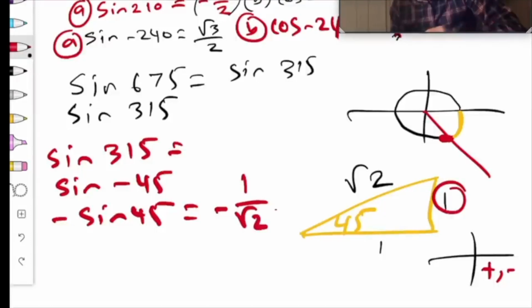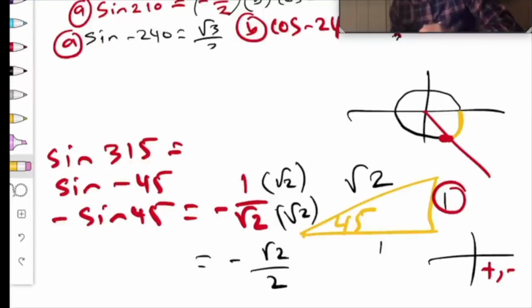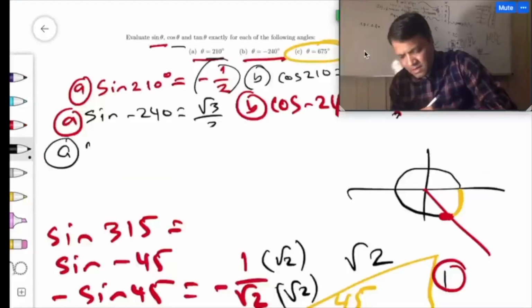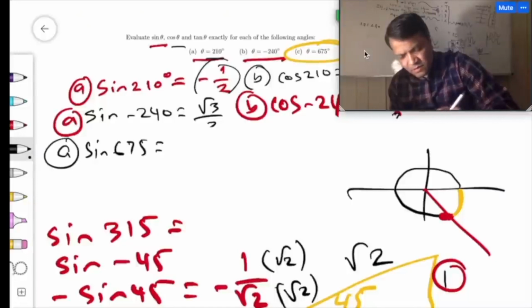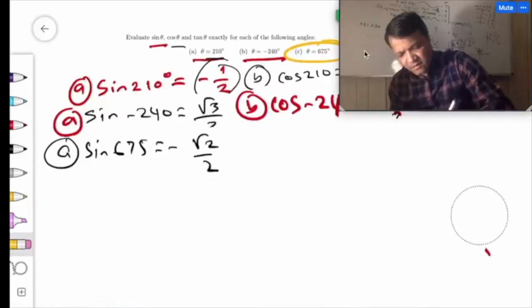So then we're going to multiply top and bottom by square root of 2. So that's going to give us negative square root of 2 over 2. Okay, so we got that. So A is sine 675, which is equal to negative square root of 2 over 2. Now we're going to find cosine 675.